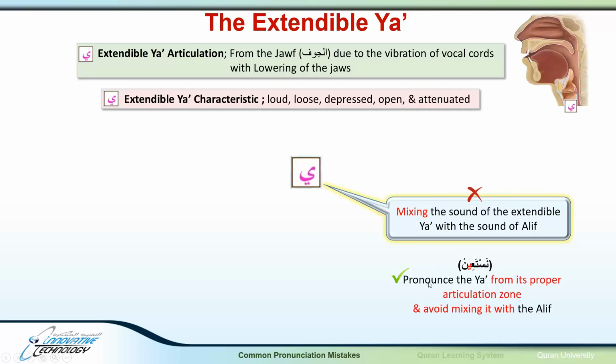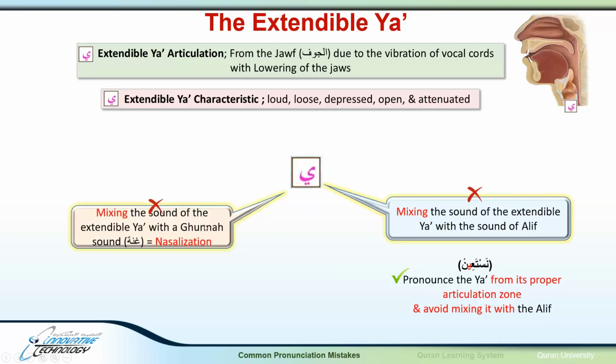نستعين. Nasta'in, not nasta'ayn. So we need to pronounce the ya from its proper articulation zone and avoid mixing it with the alif. The second mistake is actually giving ghunna to it.